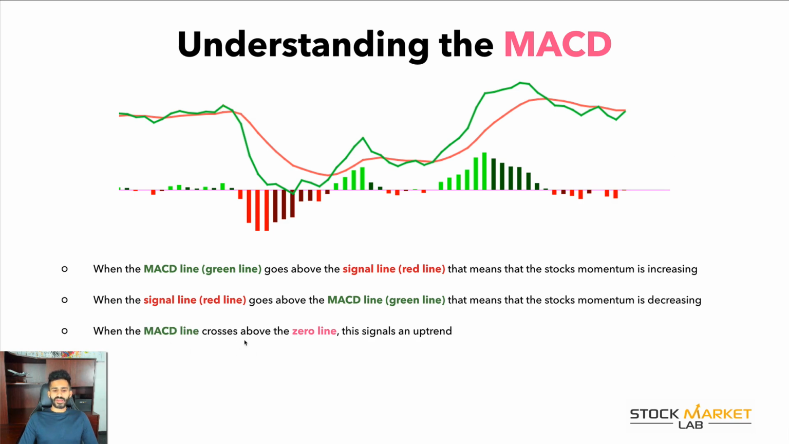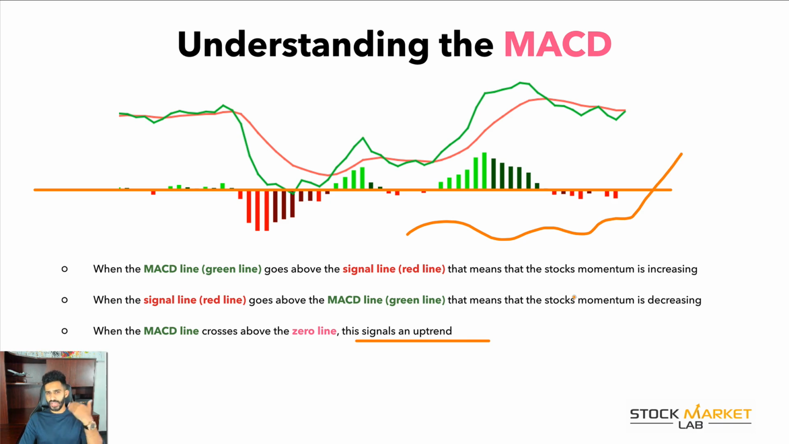When the MACD line crosses above the zero line, this right here is the zero line, right? When the MACD line crosses above the zero line, this signals an uptrend. So if the MACD line crosses this, that signals a potential uptrend.